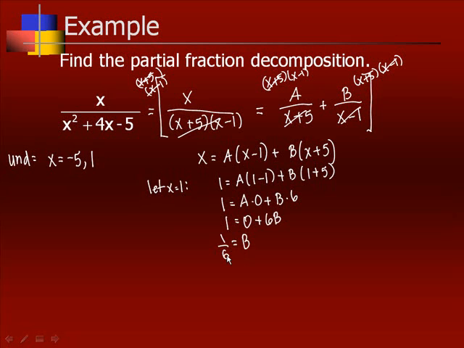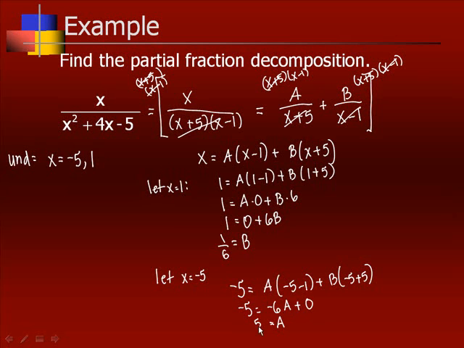Now, if B is 1/6, we still need to find A. So let's do our other plug. Let x be -5. So we'd get -5 equals A times x minus 1, but x is now -5, so -5 minus 1, plus B times -5 plus 5. So we get -5 equals -6A plus 0B. So if we divide both sides by -6, A would be 5/6.